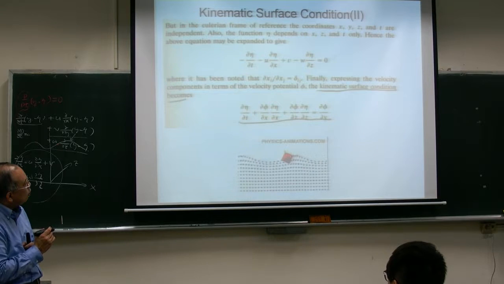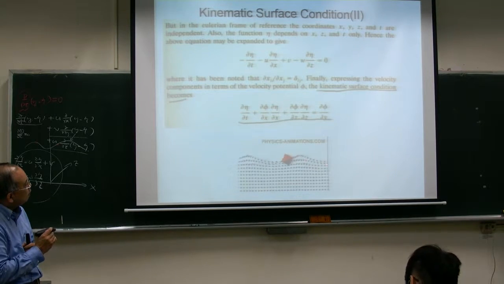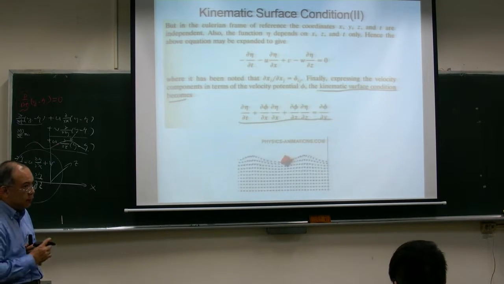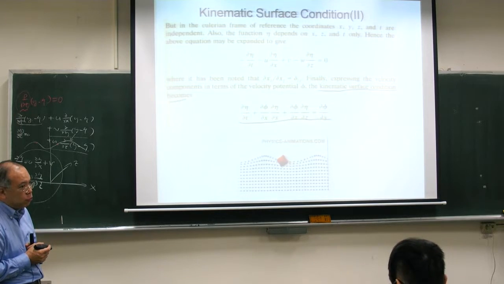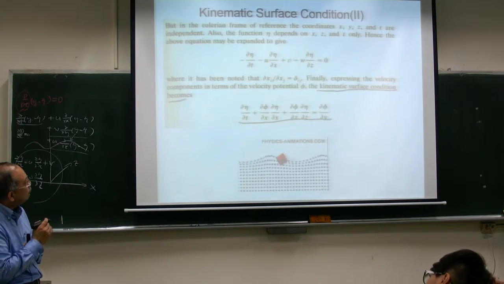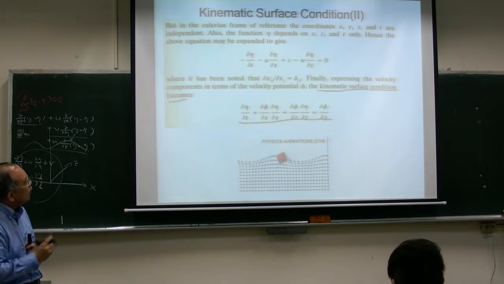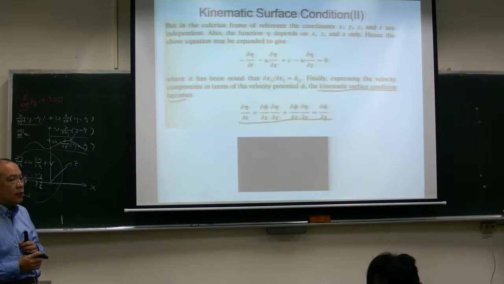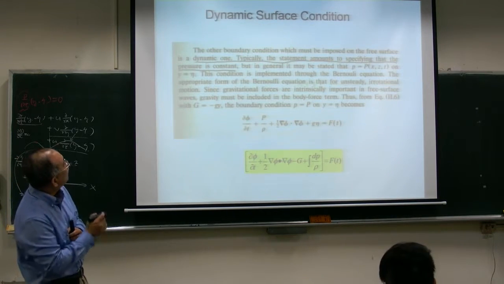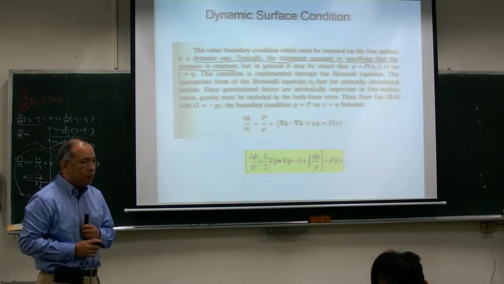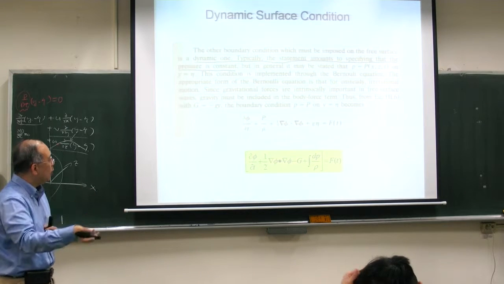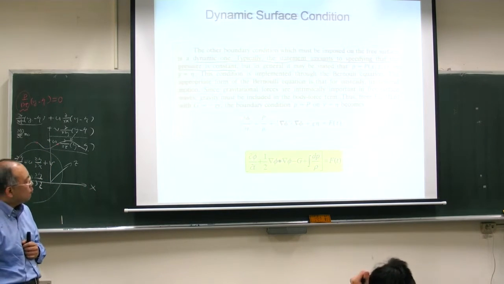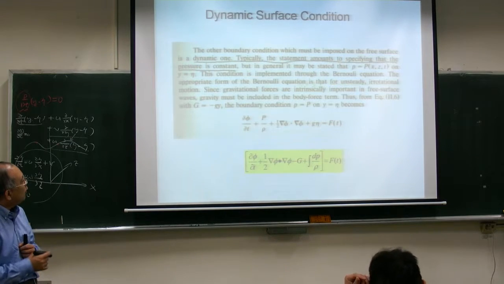Okay, so a fluid particle on this interface is always on the interface, and that doesn't change with time. That's the kinematic boundary condition. We should have this relationship on this surface here. The second relationship we should have is called the dynamic surface boundary condition. On the surface, the pressure should satisfy a certain equation.